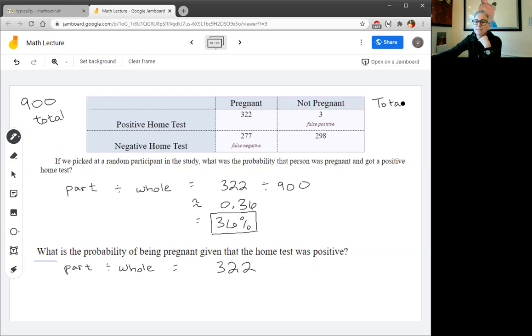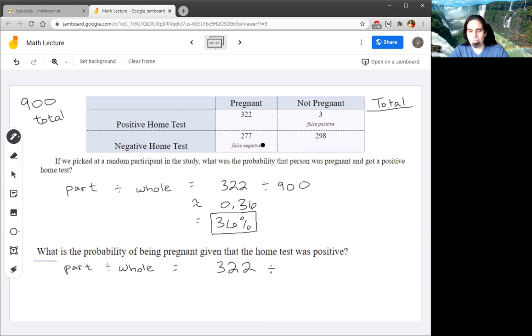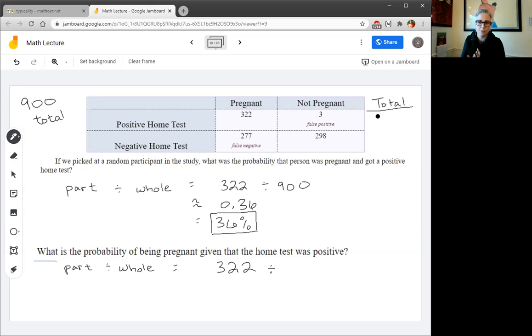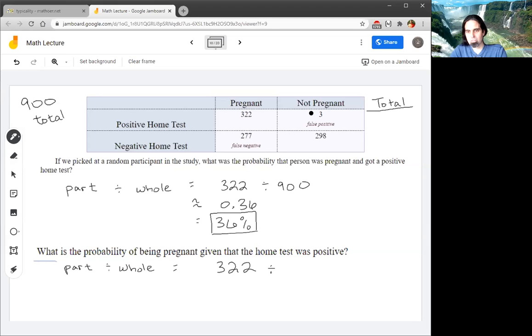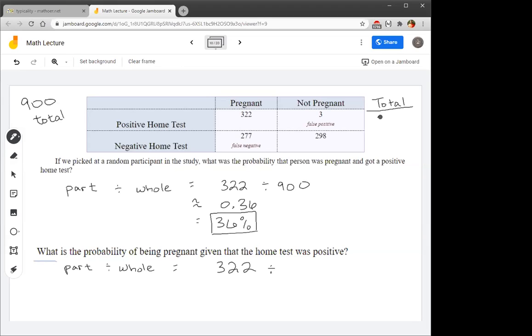My brain is not working today. Okay, so I can do this. So 322 women experienced a positive home test. No, they didn't. 322 were pregnant and had the home test. What's the total number for a positive home test? It's not just the pregnant ones. There's these ones here. Would it be 325? 325. There you go. You were on the right track, Marjorie.